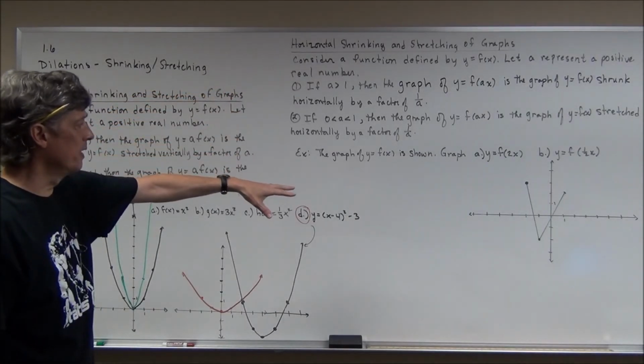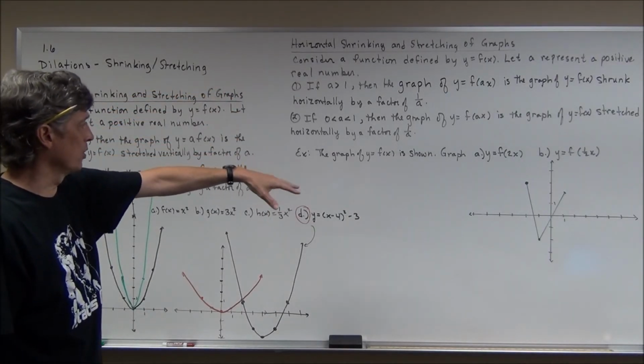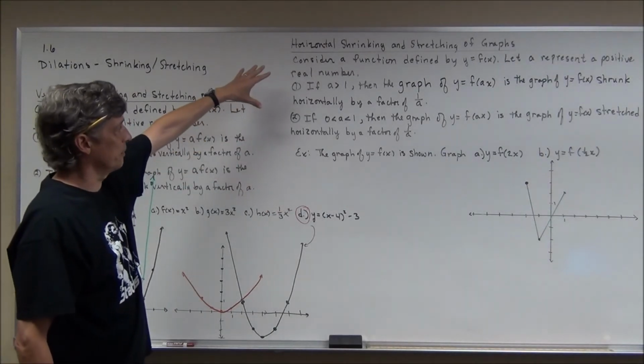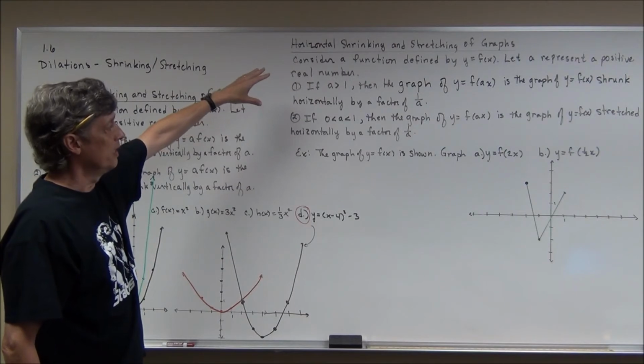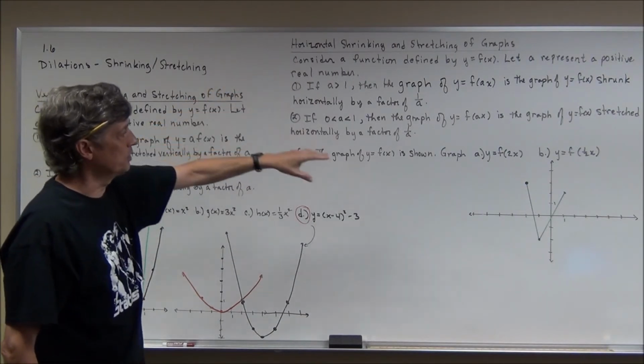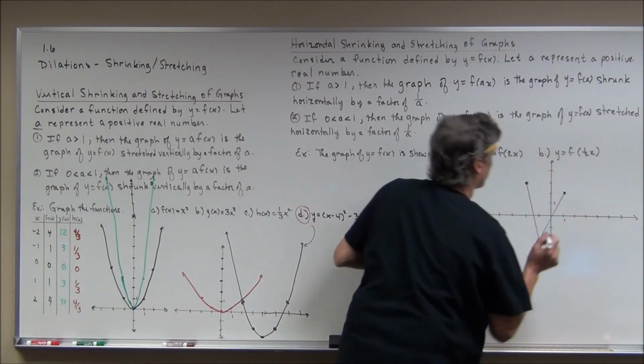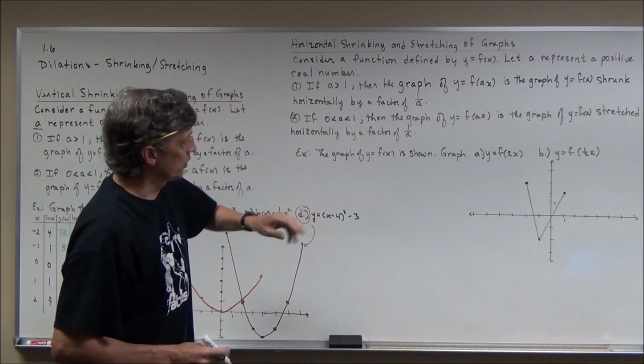Alright, now, horizontal shrinking and stretching. I didn't set up a double T chart or a triple T chart or anything like that. I'm going to kind of go through this one because I'm not using a parent graph that's one of the basic graphs. I'm using a graph that's right over here, and that point, that's a point, not an arrow. It's kind of a V-looking shape there.